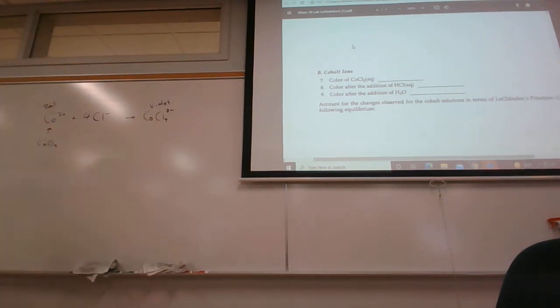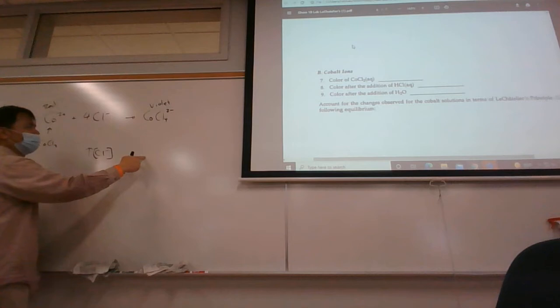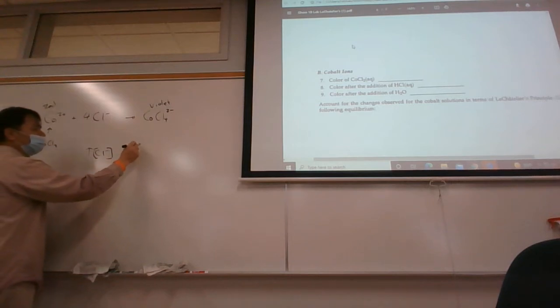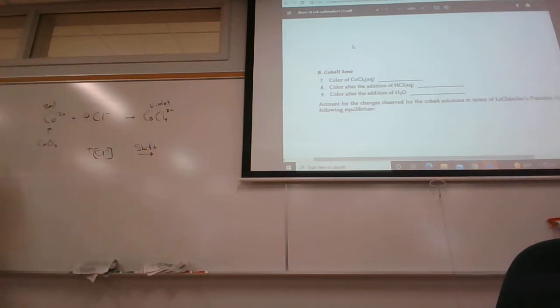And so here, what we do is we increase the chloride concentration. In this case, we increase the chloride concentration. Which direction is it going to shift? Yeah. So we just say shift right. And so the color should have become more violet.